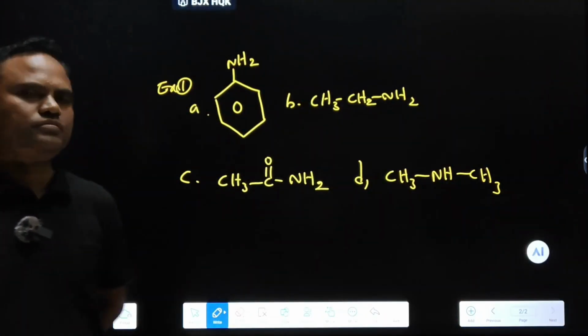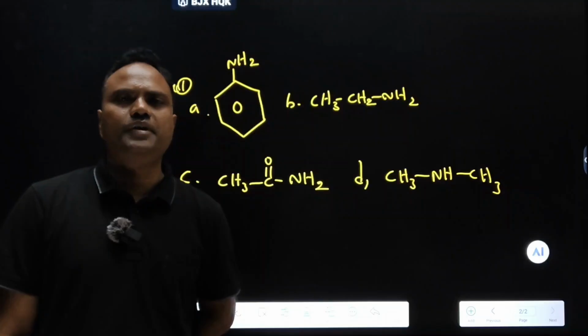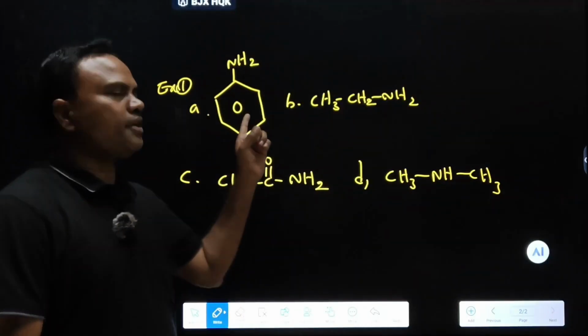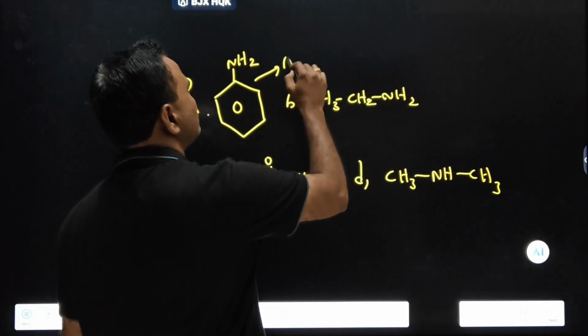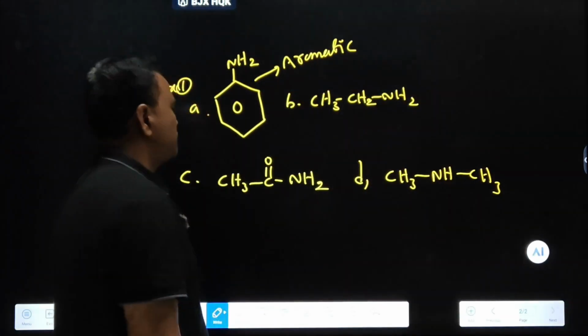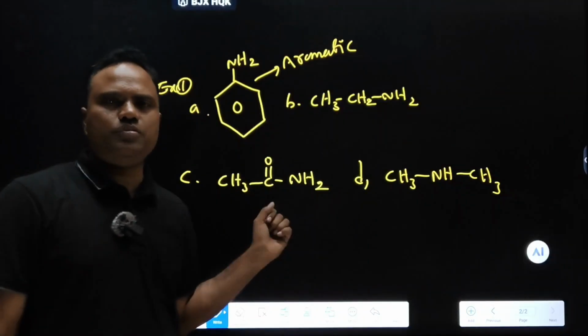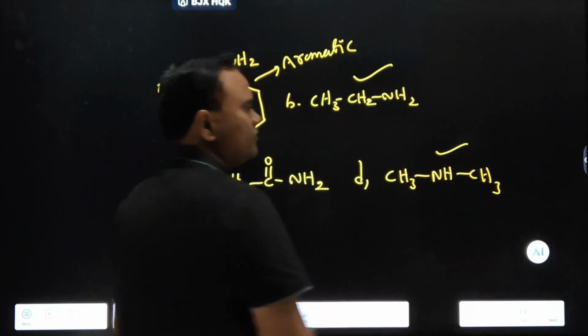Look at this question. Which is more basic amine? First of all, select which is aromatic. First one is aromatic because nitrogen is directly connected to benzene. This is aromatic. This is amide. Amide is least basic. Okay, we can eliminate this. This is aliphatic. This is also aliphatic.